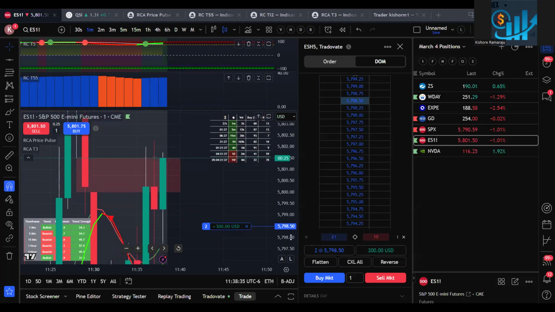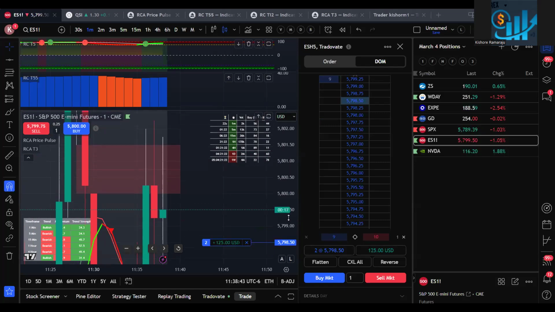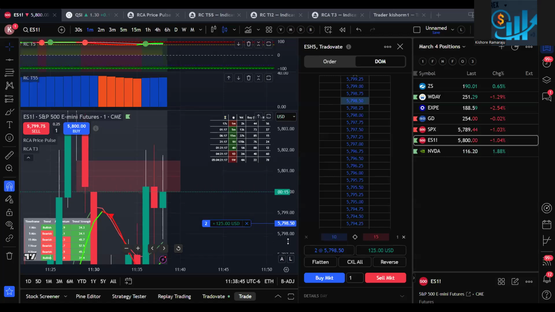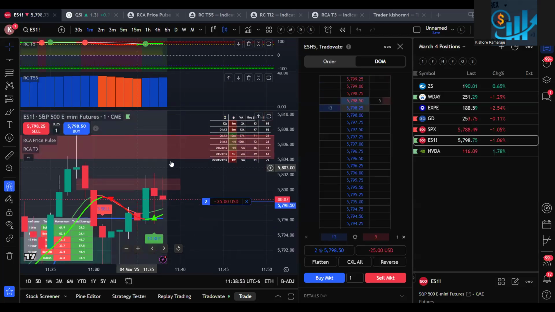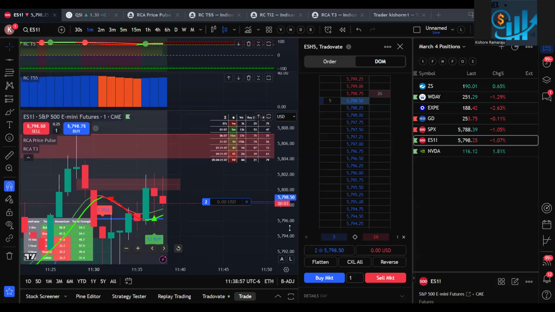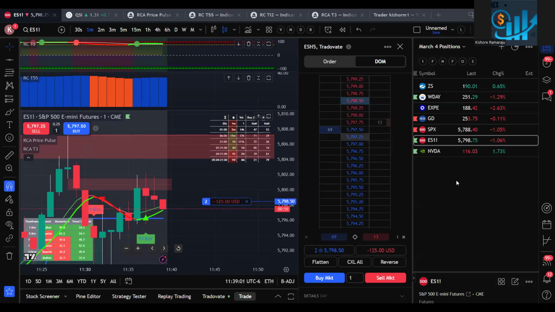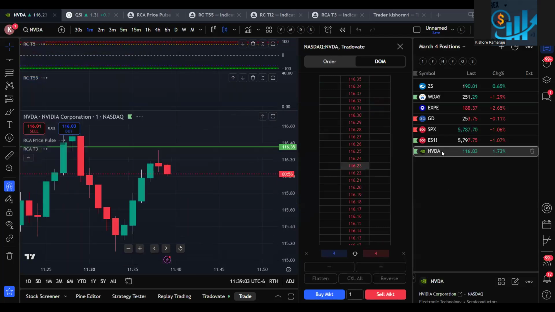So even though it is $300, if you're copying into 10 accounts, that is a $3,000 trade. So that is the advantage with prop firms where you are not just making in one account. It should go all the way to the top. Here Nvidia is moving very good.